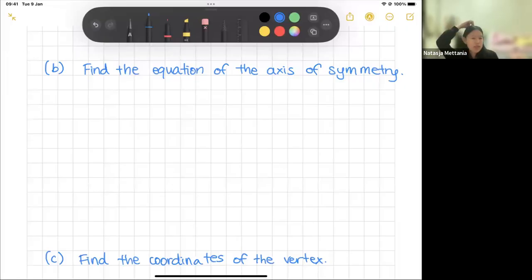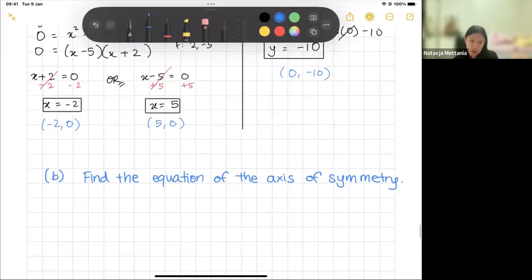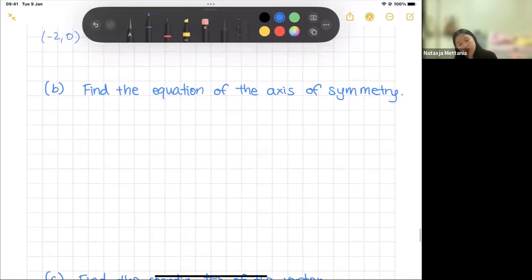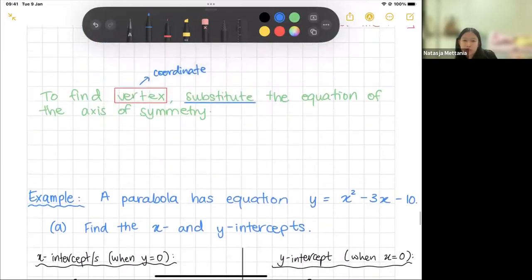Welcome back. Today we're going to have part 2 on the parabola. So we just found our x and y intercept. Now we are going to find the equation of the AOS, or axis of symmetry. Finding the equation of the AOS, let's look back on our notes.